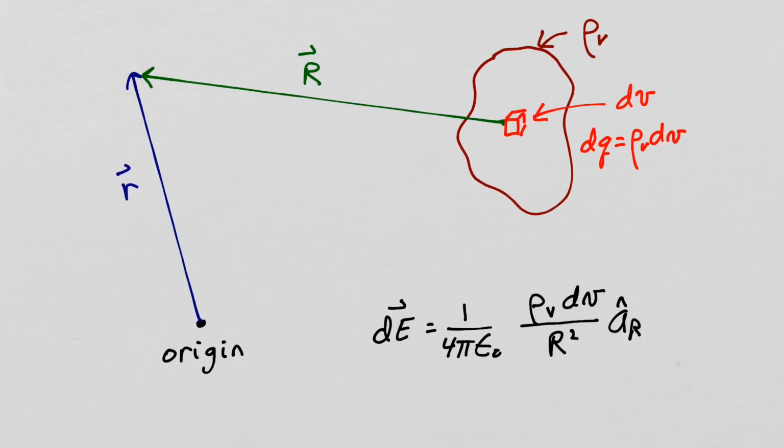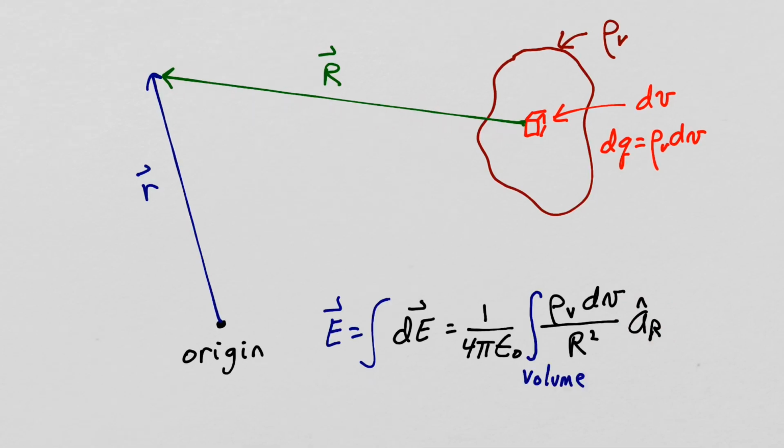I'll call the electric field intensity due to this differential charge at location r dE, and it's equal to 1 over 4 pi epsilon sub 0 times the differential charge, which is rho sub v dv, over the distance squared, r squared, and it's in the direction of this vector r, and here's the unit vector pointing in the direction of the vector r.